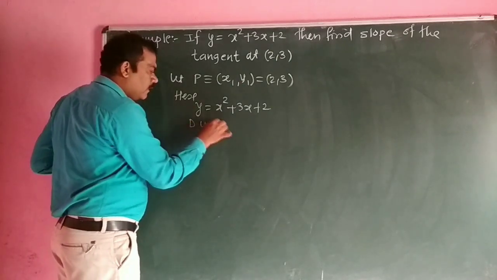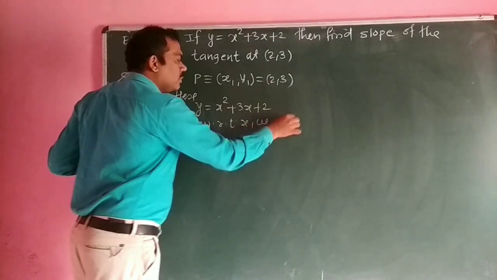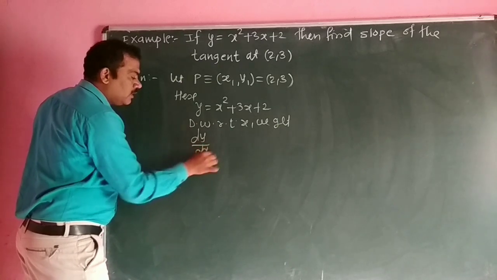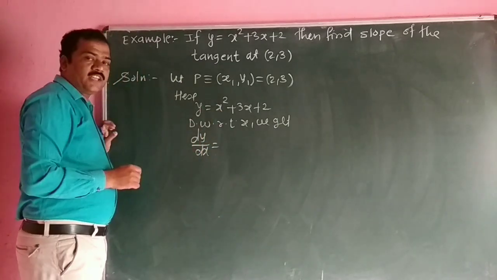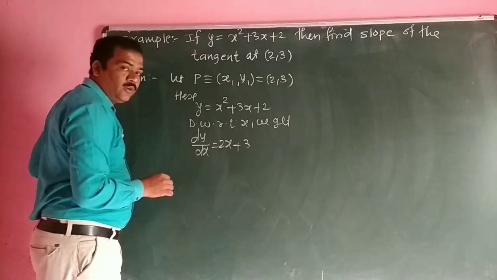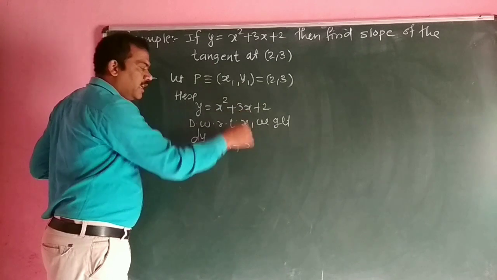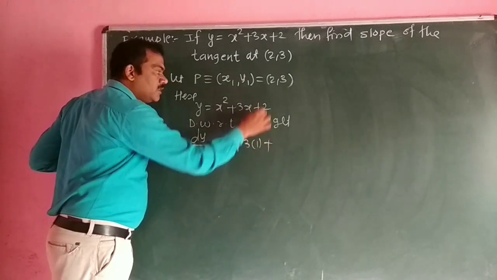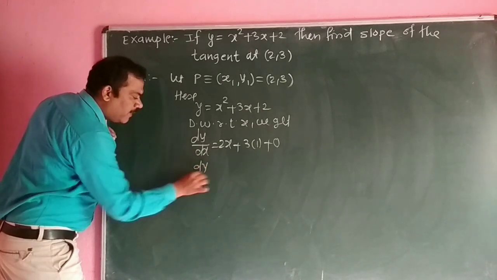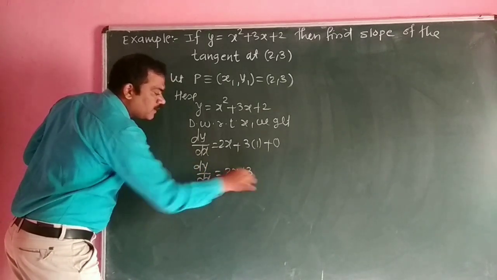Differentiating with respect to x, we get dy by dx is equal to, you know that the differentiation of x square is 2x. 3 is a constant, so we take it outside the derivative. Differentiation of x with respect to x is 1, plus 2 is a constant, its derivative is 0. So dy by dx is equal to 2x plus 3.